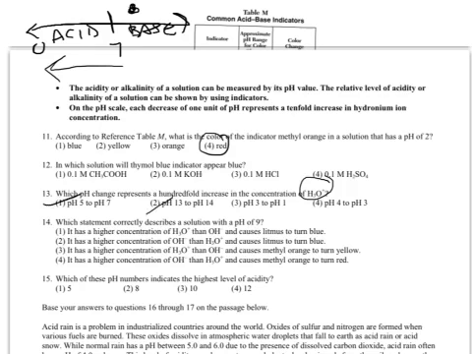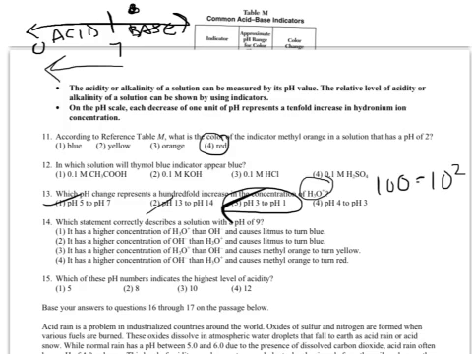Now we need to decide which represents a 100-fold increase. Every move in pH is represented by a 10-fold increase. So 100-fold is going to equal 10 to the power of 2. That means we're looking for a pH difference of 2. That makes choice 3 the best answer.